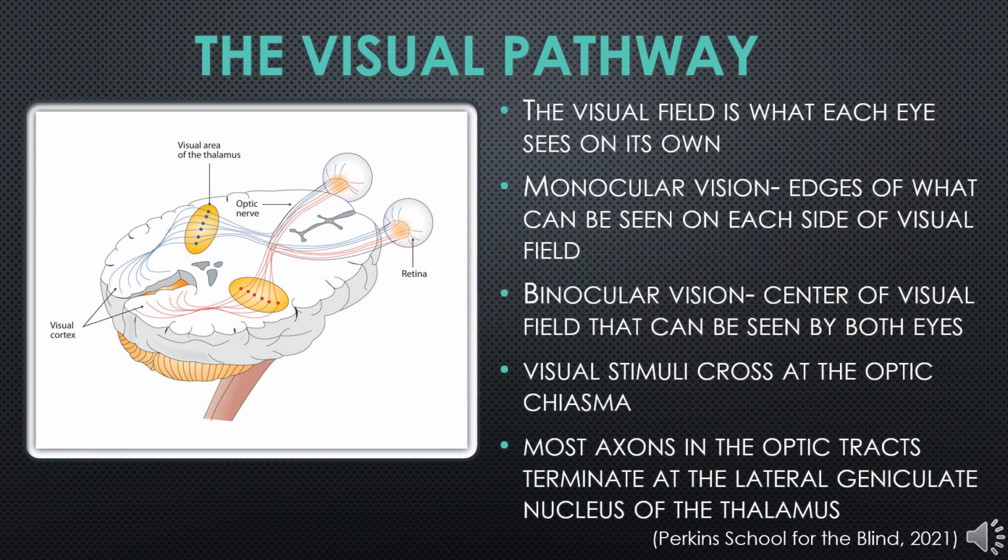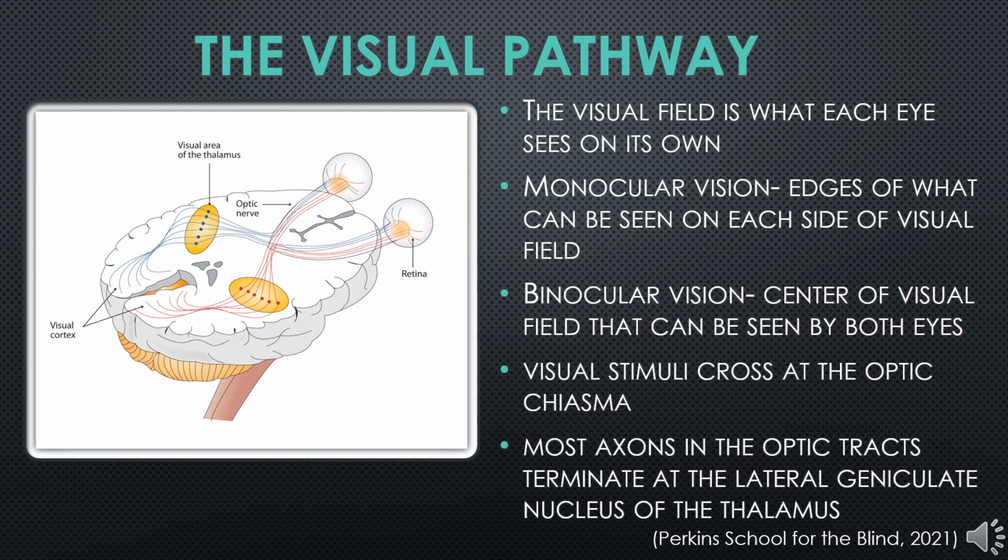The visual field is what each eye sees on its own. However, this term can also refer to when both eyes are open and is divided into the left and right visual field. The focal point is what the eyes are gazing upon in the distance. The edges of what can be seen on each side of the visual field are called monocular vision, whereas the center of the visual field seen by both eyes is called binocular vision.